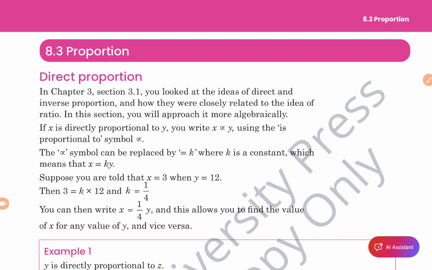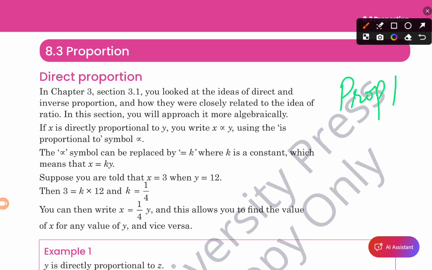This is also a topic of O levels. Proportion, you can say variation. If you say proportion, or you can say variation, these two are the same thing. In this topic, we will read direct and indirect proportion. Indirect proportion we also call inverse proportion, or inverse variation, and direct variation. What is direct and inverse variation?